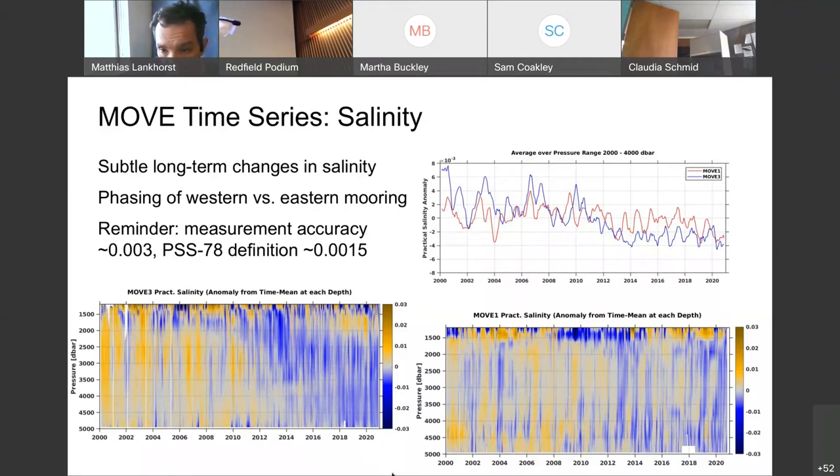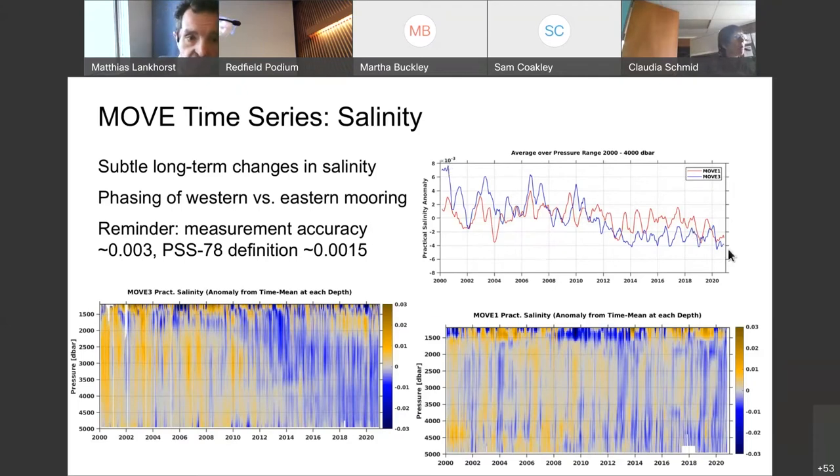And if you look at the eastern mooring, there are also changes, but the phasing and the magnitude is different. And you have to get the phasing and the magnitude of these salinities right, otherwise your densities are not right, and therefore your geostrophic currents are not right. The upper right panel shows the same salinities, but averaged over the middle 2,000 meters depth. The blue line is the western mooring, and the red line the eastern mooring. And there you can also see that change from the earlier to the later years. But you can also see that this y-axis has a little note, times 10 to the minus 3. So these are changes in thousandths of salinity unit.